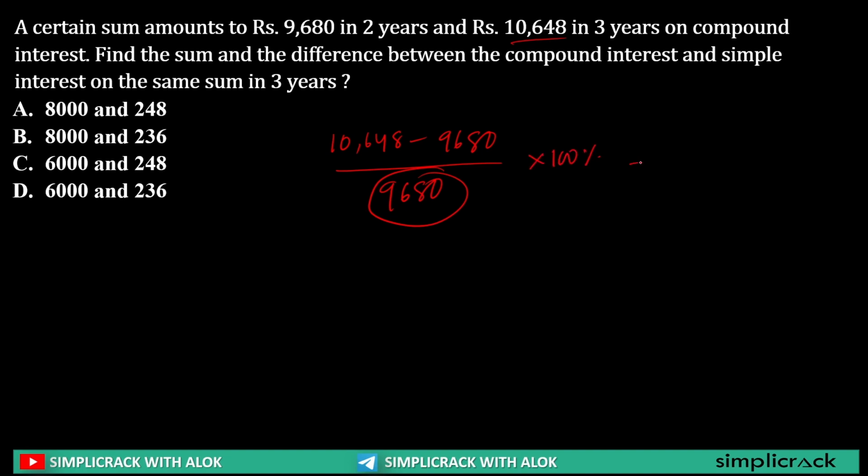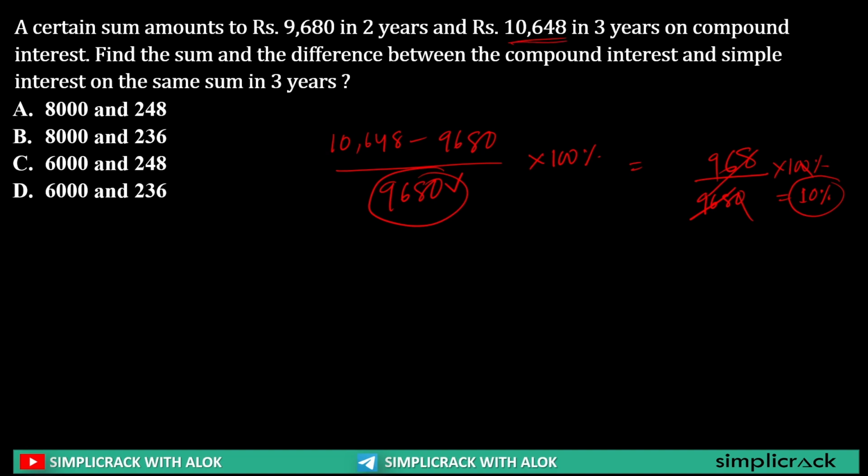So I can calculate the interest over here. If I take it out, it will be 968. Okay, so this is 968 by 9680 into 100%. 968 cross out, 00 cross out. So the interest percentage is what? So at a 10% interest rate, 9680 becomes 10,648 in 1 year.